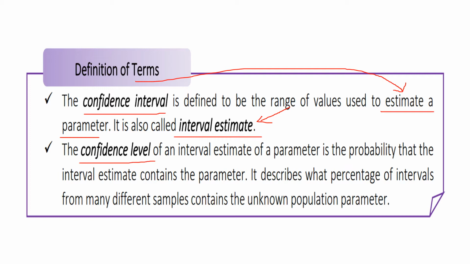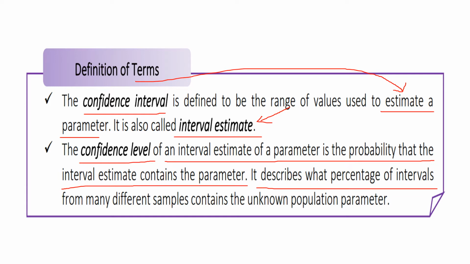The confidence level of an interval estimate of a parameter is the probability that the interval estimate contains the parameter. So we simply set a confidence level, assuming that the parameter will fall within this confidence interval. It describes what percentage of intervals from many different samples contain the unknown population parameter.